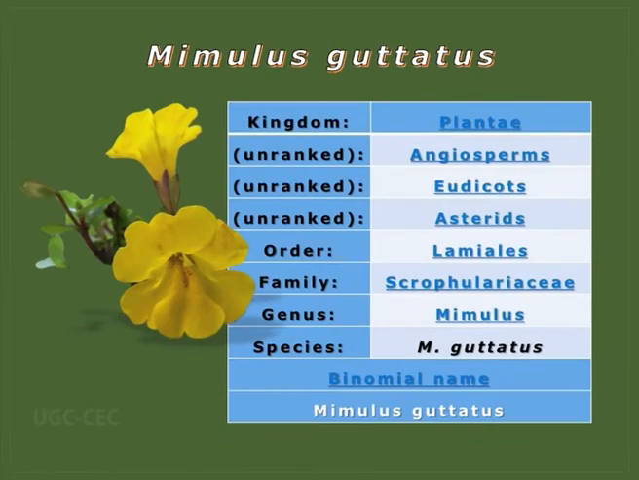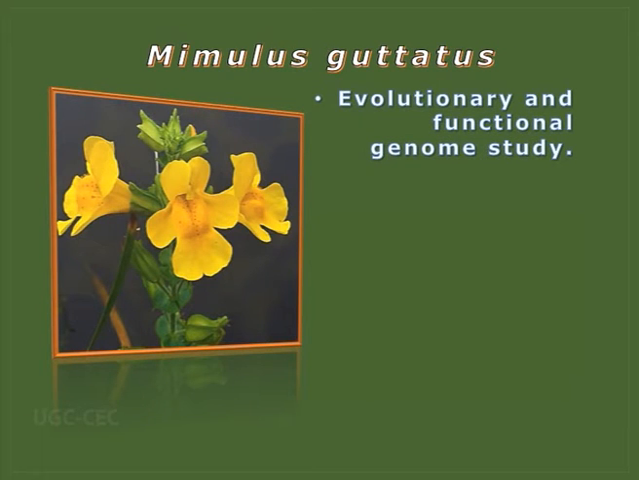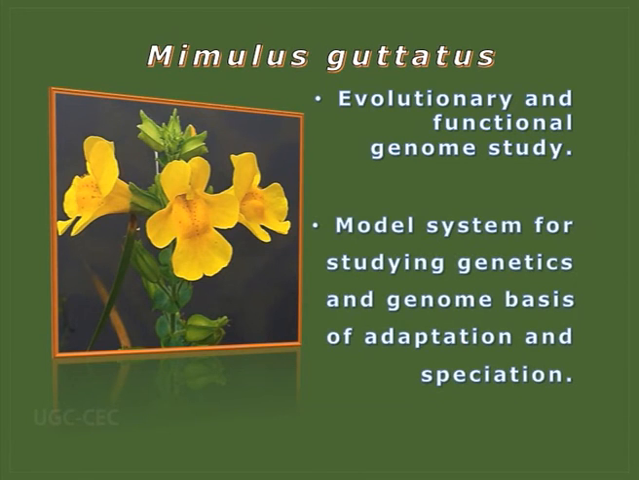Now we are coming to Mimulus guttatus. It belongs to the order Lamiales, genus Mimulus and the species is Mimulus guttatus. It is mainly used to study evolutionary and functional genome studies. It is a model system for studying the genetics and genomic basis of adaptation and speciation.